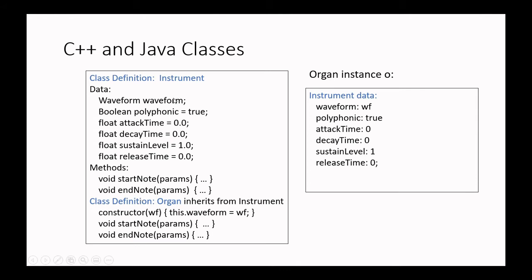So here we have a definition of a class, instrument, and a subclass, organ. The instrument is a more general instrument that can play musical notes, and the organ is a more specific instrument. This is not correct syntax for either language. This is just to show you what it might look like in Java or C++. Methods are defined in the class definition. In our organ class, we define a constructor and we override two methods. Everything about the class is frozen at compile time. An instance of organ contains all the data members initialized by the constructor.